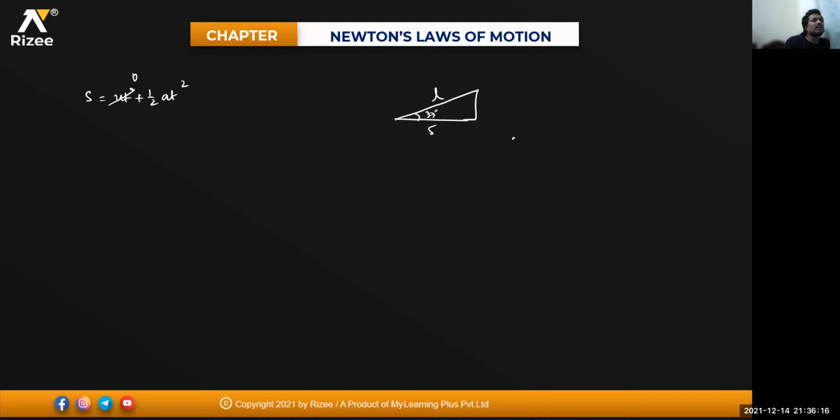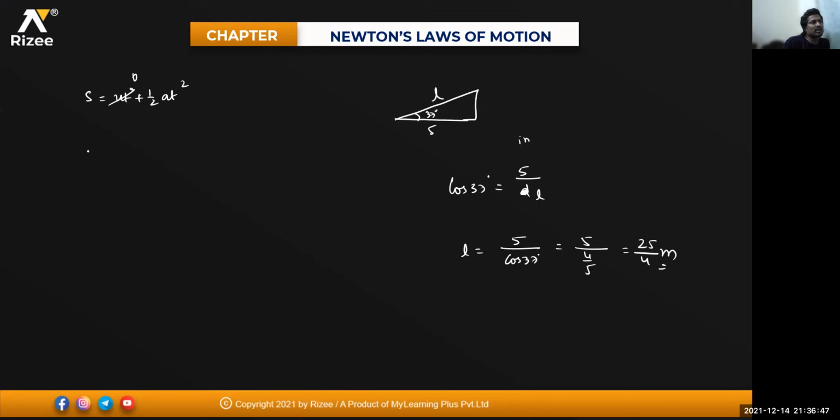So from this problem I can write cos 37 will be equal to how much, beta? Base, which is nothing but 5, divided by the hypotenuse, say L. So L is equal to 5 by cos 37. Cos 37 is how much, beta? 4 by 5. So 5 into 5 is 25, 25 divided by 4 meters is the length.